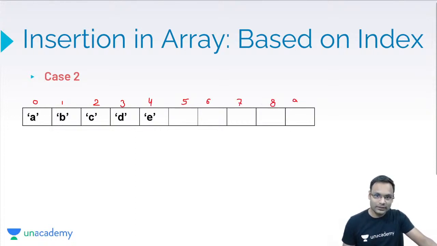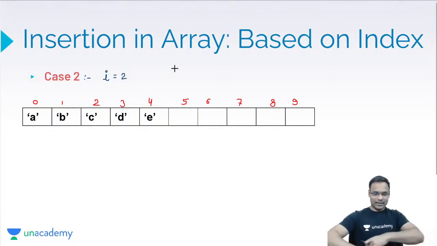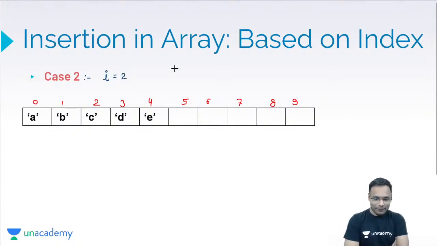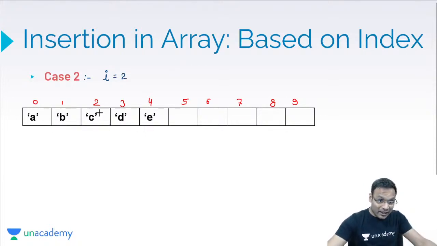Look at this. These are the indexes: upper bound, lower bound, n value. Suppose now I say the index I given is equal to 2. What happens in that particular case? At index number 2, I'll have to insert an item. Let's say the item is the character X.